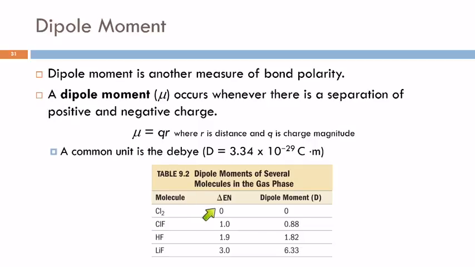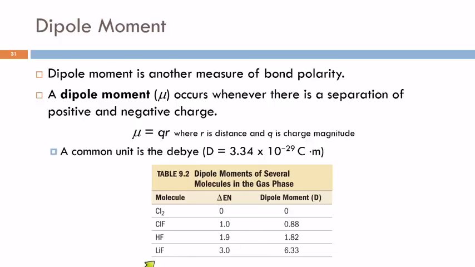But looking here at chlorine, two chlorine atoms, we can predict that's going to be nonpolar. The electronegativity difference is 0. The dipole moment is 0. Chlorine fluoride, electronegativity difference is 1. If we calculate the dipole moment, it's 0.88.